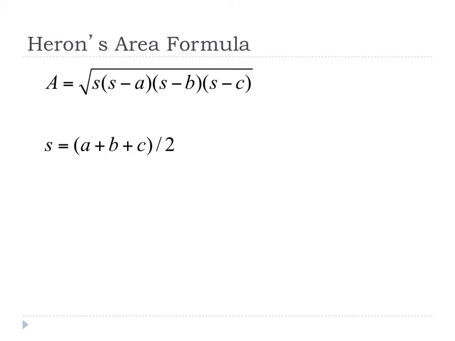So be careful, that's not the average. We're not dividing by 3, we're dividing by 2. So the first thing you're going to do is add up the 3 sides, divide by 2, and that gives you your s. And then I set up my equation. This should be easy, especially if you have the formula. The biggest thing here is you do not round s.